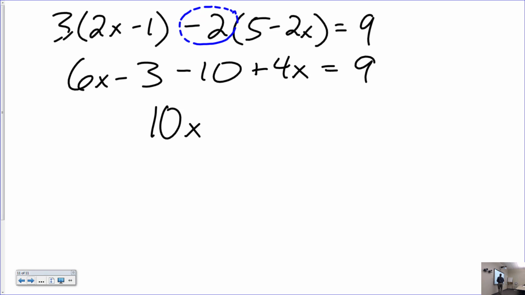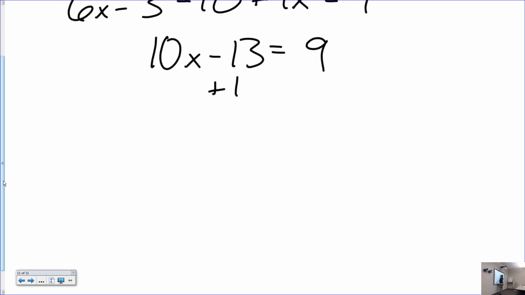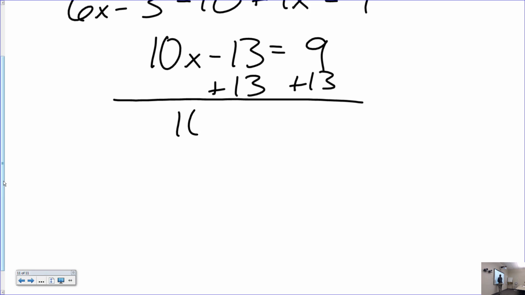Negative 3 and negative 10 make negative 13. Don't lose the minus in front of the 3. Too many times I'll see 3 minus 10 becoming negative 7 there. Add the 13 to both sides. Equals 22. Last but not least, divide by 10.